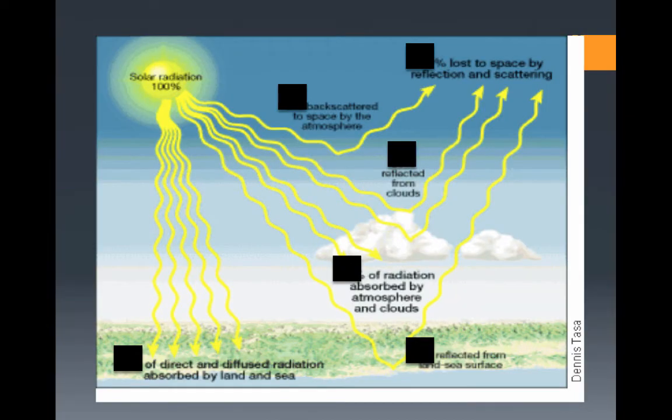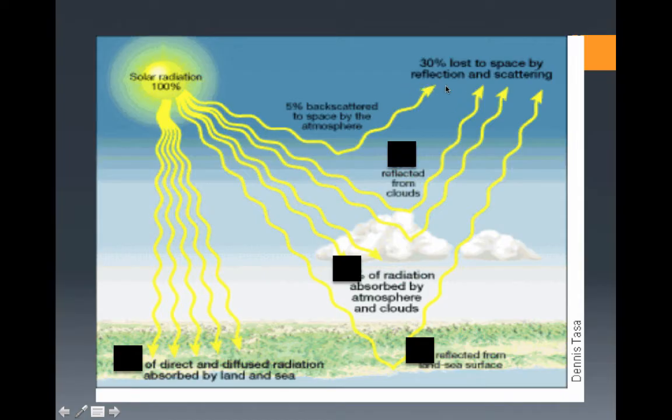All right, we're going to talk about what happens to solar radiation as it's coming down to Earth. So 5% of our solar radiation is going to get backscattered into space by the atmosphere. Some gases and water in the atmosphere don't absorb the solar radiation. Instead, they reflect it, so it's transmitted back into space. 30% of our solar radiation is lost due to reflection and scattering.